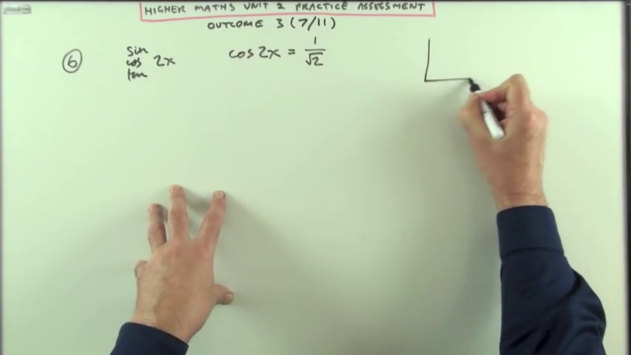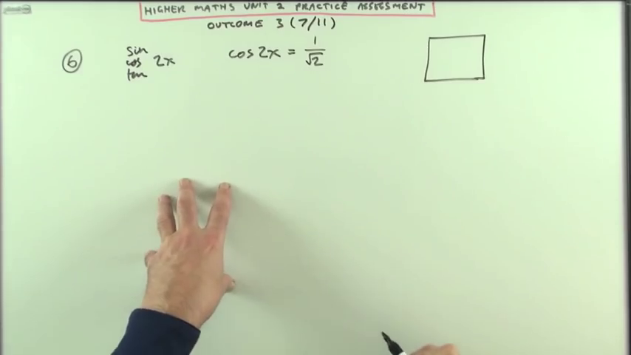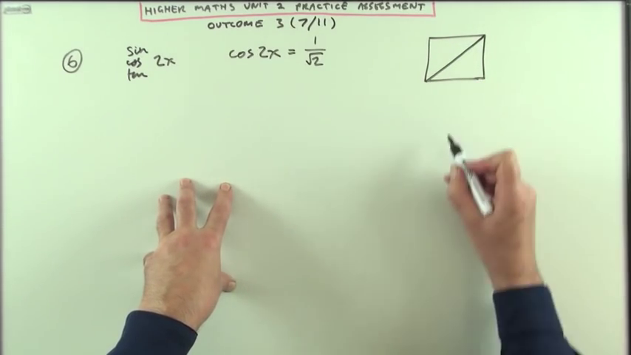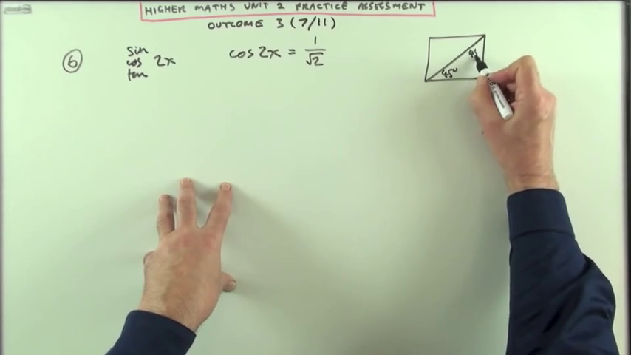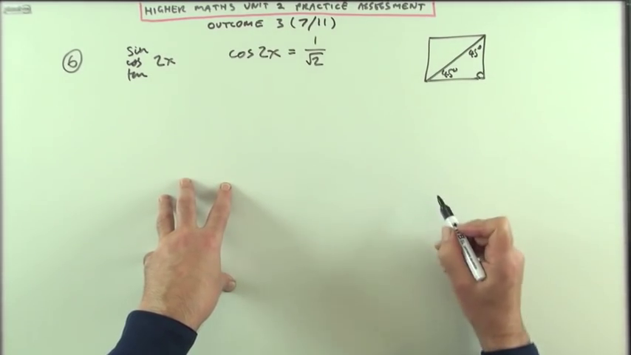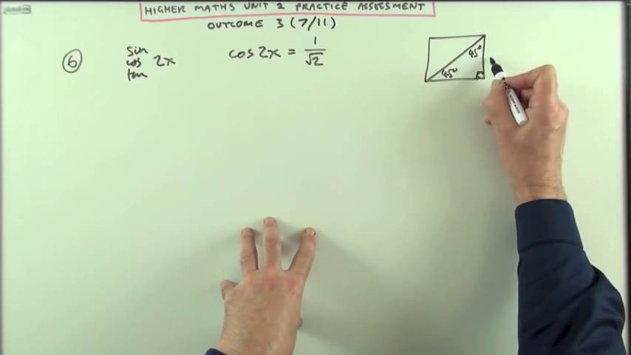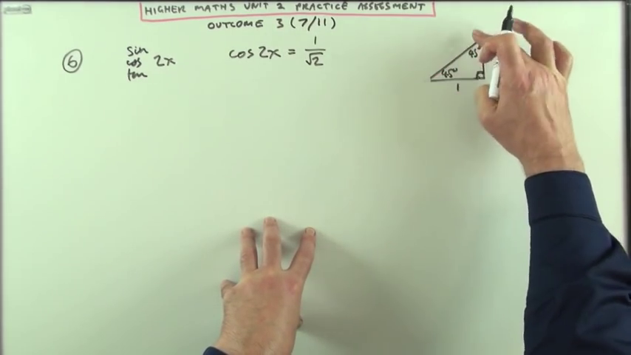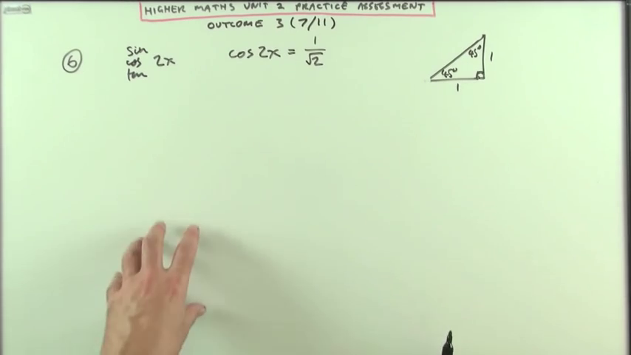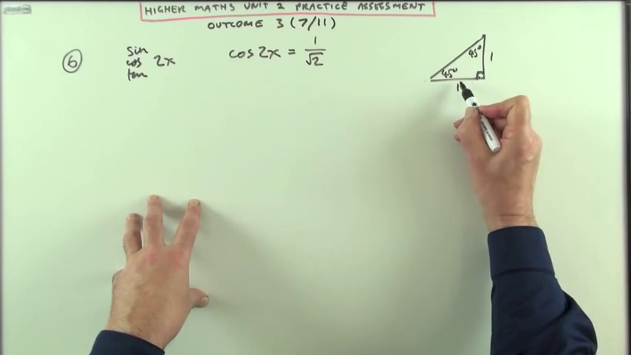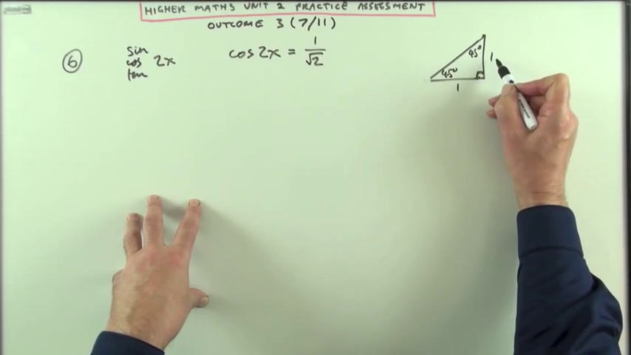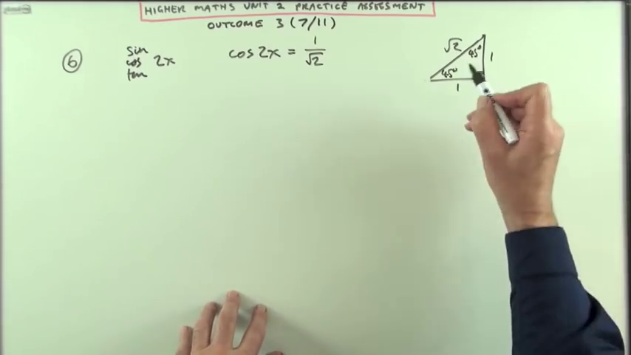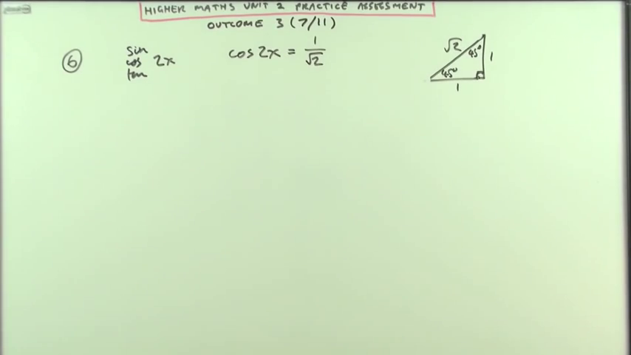The first one comes from a square. If you have a square, so all the sides are equal, and cut it in half down a diagonal, that angle must be 45 degrees at both sides. And the simple ratio of sides, since they must be the same, the simplest pair I could put down are 1 and 1. Right angle triangle, use Pythagoras, 1 squared and 1 squared is 2, so that must be root 2. The 1, 1, root 2 triangle, that's the one that gives 45 degrees.